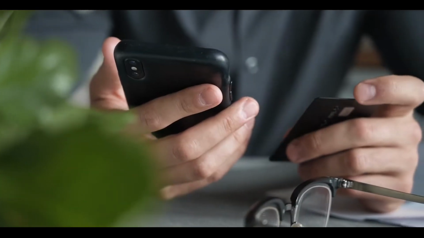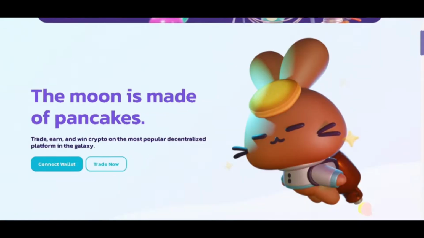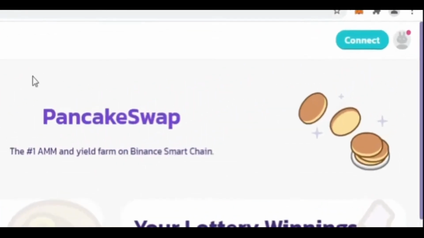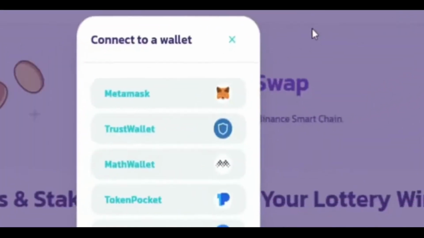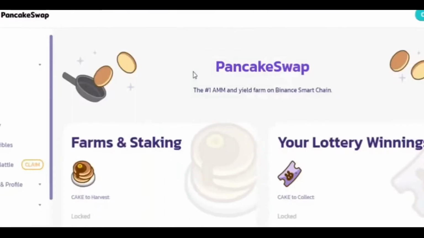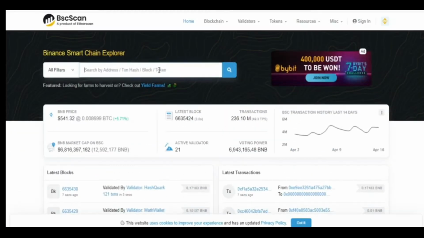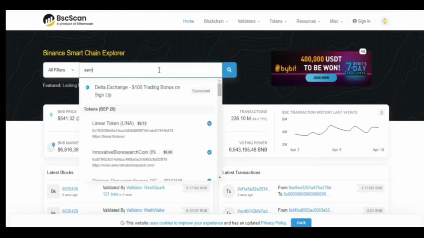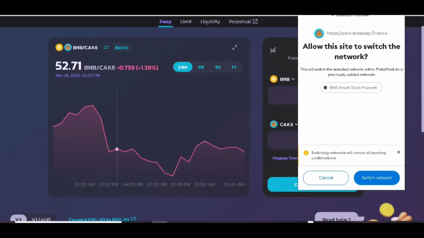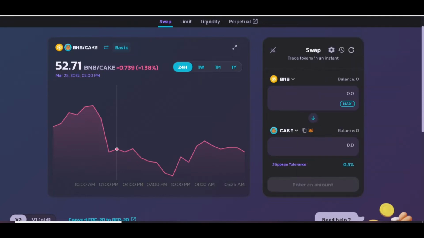All that's left now is to link MetaMask to PancakeSwap. Select Connect Wallet in the top right corner of pancakeswap.finance. Choose MetaMask. Connect by clicking the Connect button. Then it will prompt you to move to Binance's network, depending on the network you're currently on. So, if you see Switch Network, just click it and you're good to go.